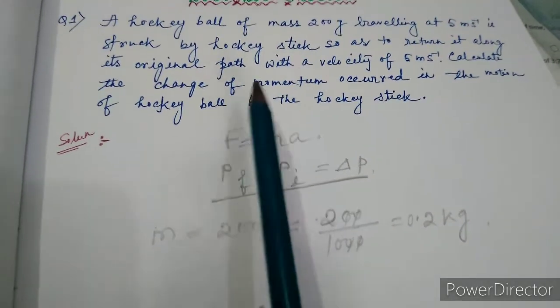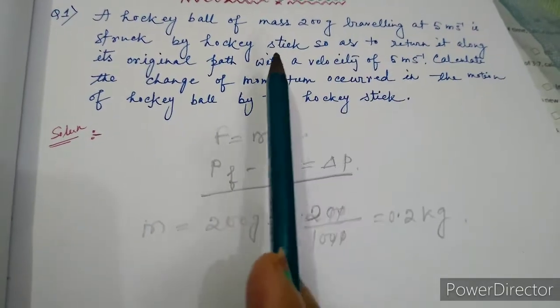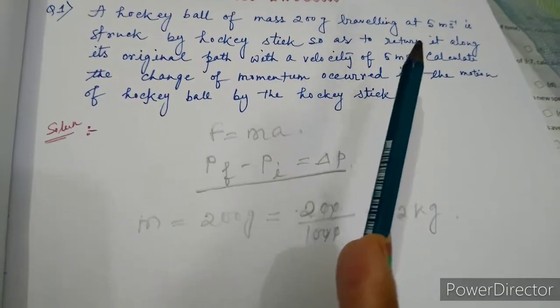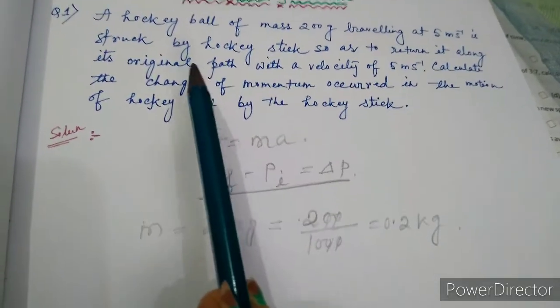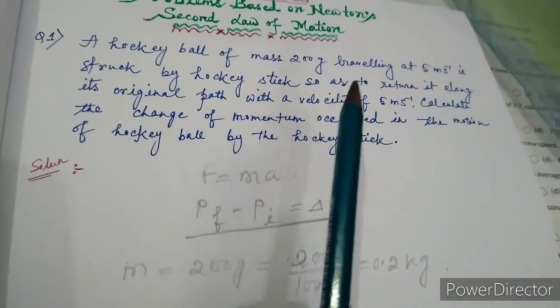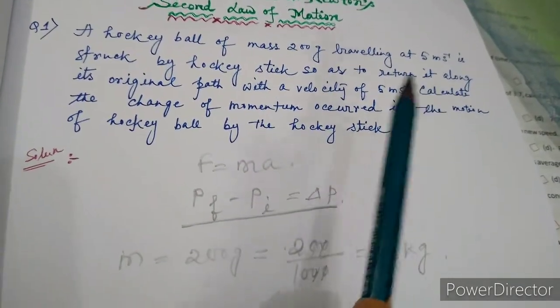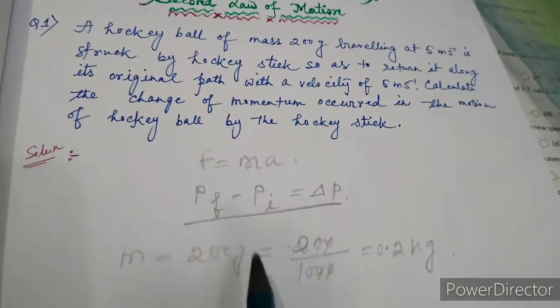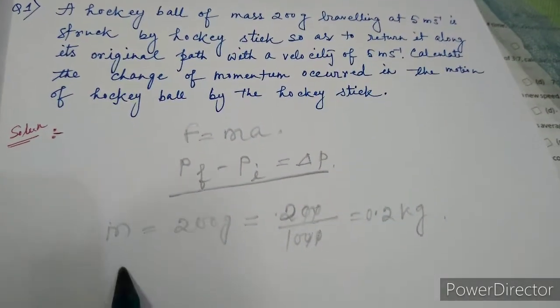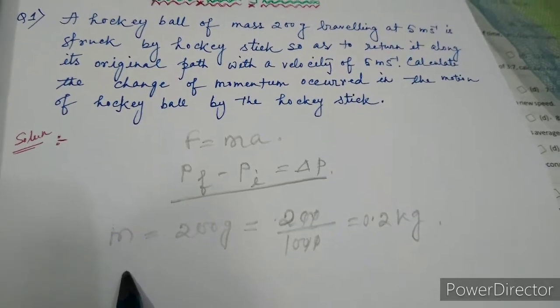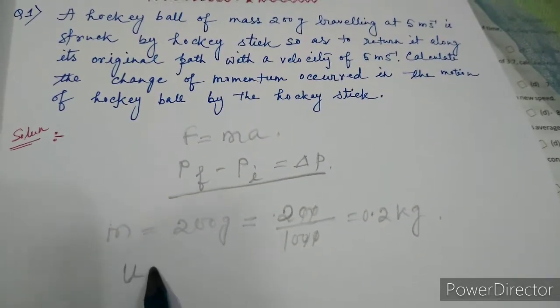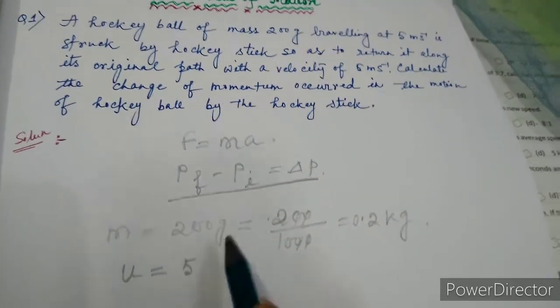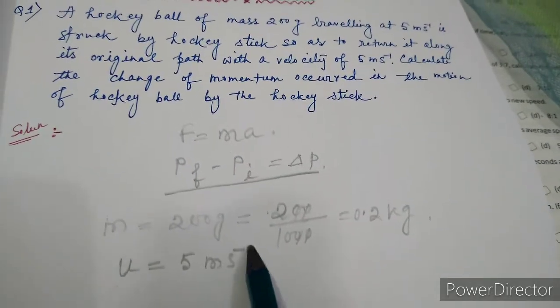After that here you can use this formula, that is pf minus pi. Acha, what have they asked? Mass 200 gram traveling at 5 meter per second is struck by the hockey stick. Traveling at 5 meter per second means that was the initial velocity. So you can write down that u is equal to how much? That is 5 meter per second.